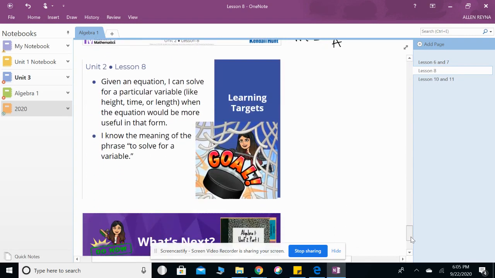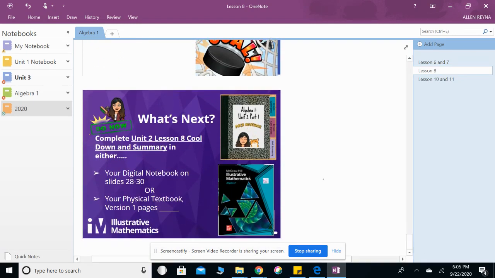So what do you do next? Now you guys are going to work on your digital math notebook or your textbook, either one. So your digital math notebook is pages 28 through 30. If you are doing your physical textbook, it is the cool down and the summary for lesson 8.